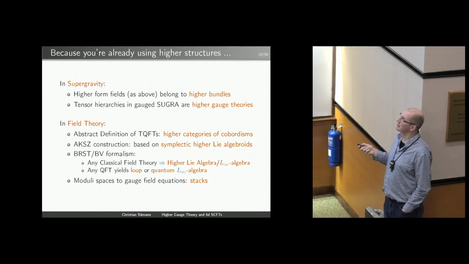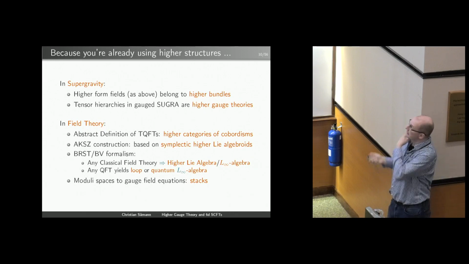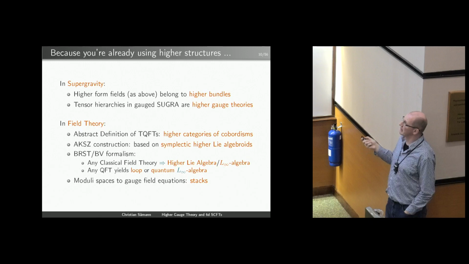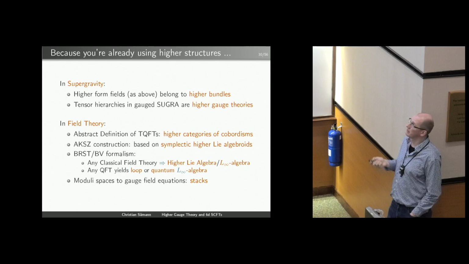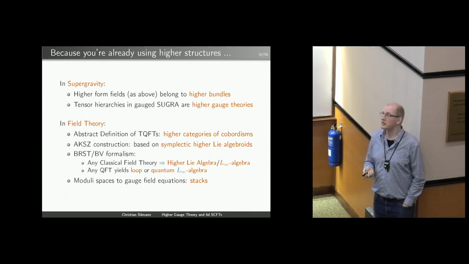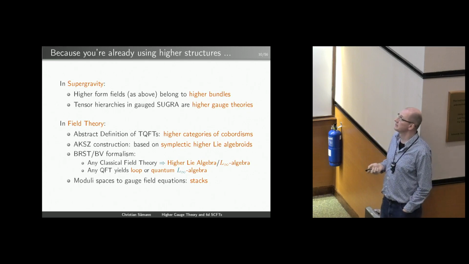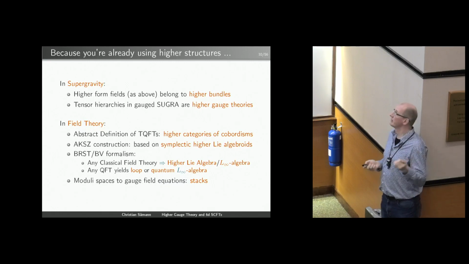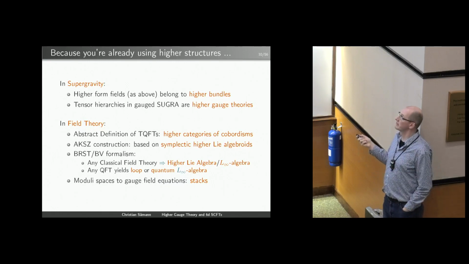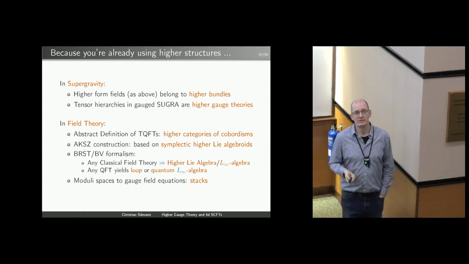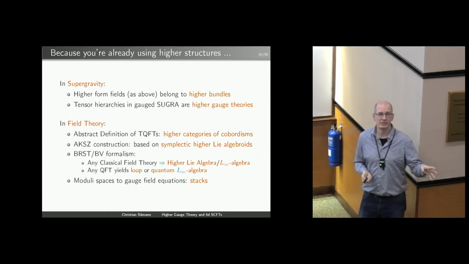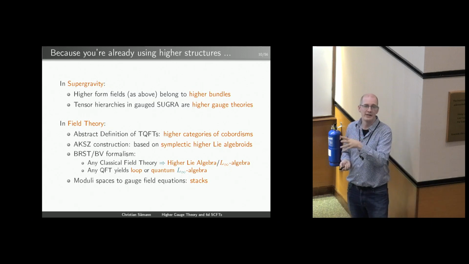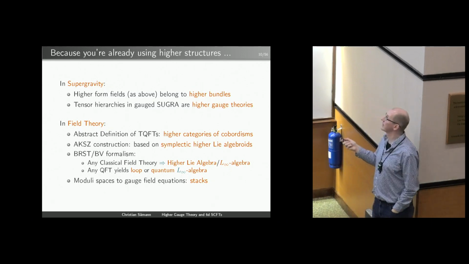Then there's the abstract definition of topological quantum field theories. They use higher categories of cobordisms. That's very mathematical, so let's go to something more physical. It's the AKSZ construction based on symplectic higher Lie algebroids, also still quite abstract. Something that everybody who quantizes gauge theory should know is at least the BV formalism. At a classical level, the statement is that any classical field theory gives rise to a higher Lie algebra, or more specifically to an L-infinity algebra, which completely encodes the structure of this classical theory. It encodes the symmetries, the fields, the observables, Noether identities, and so on. So that's all there in this L-infinity algebra.